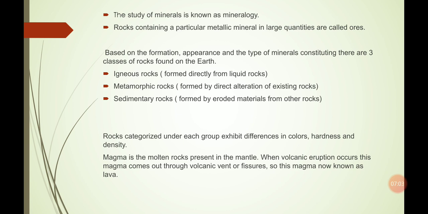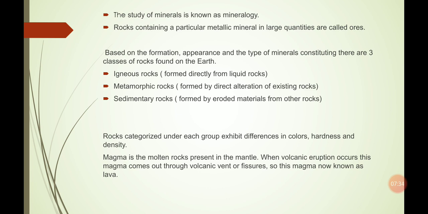Okay. Metamorphic rocks form by direct alteration of existing rocks. Whatever rocks exist, they get altered. Altered means changed. That is the metamorphic rock. And sedimentary rocks are formed by eroded material from other rocks. Means whatever rocks are present, they get eroded and they form sedimentary rocks.